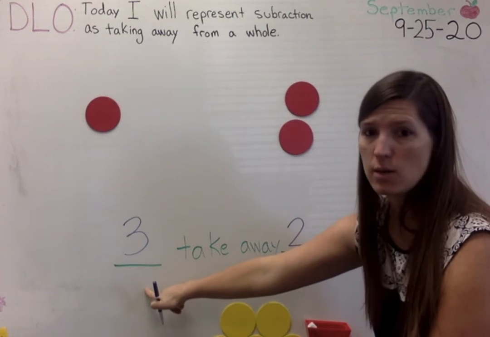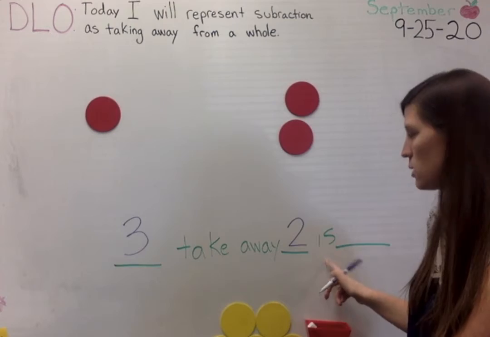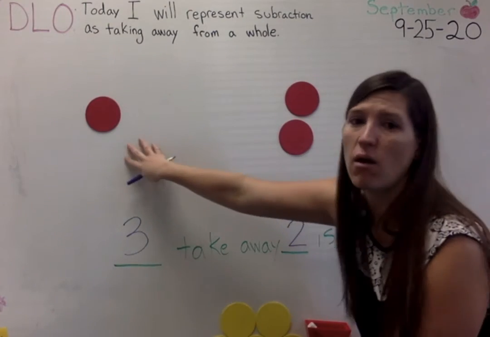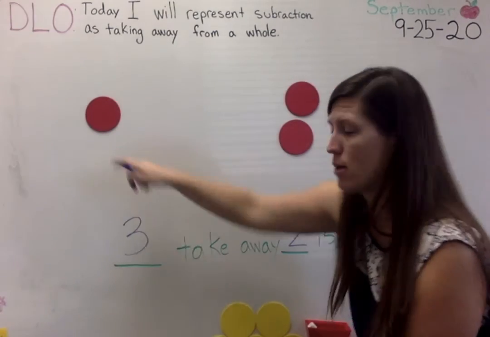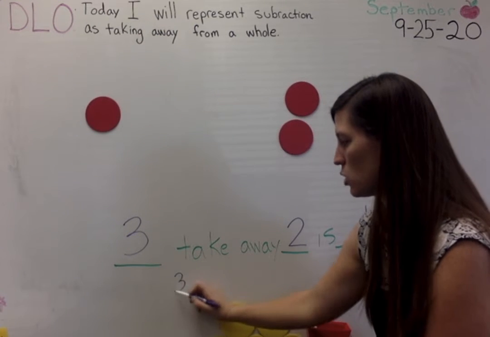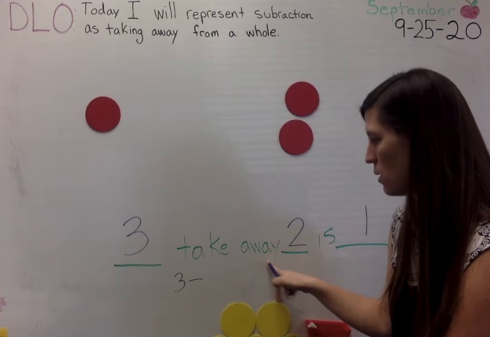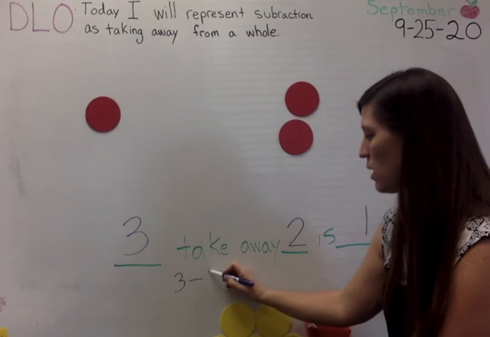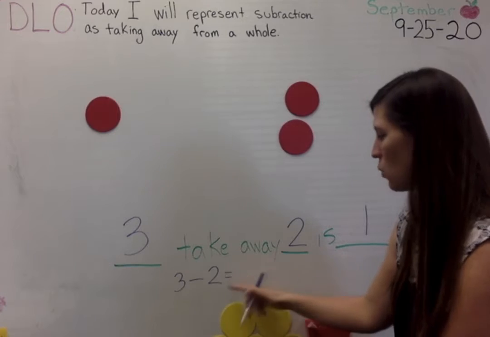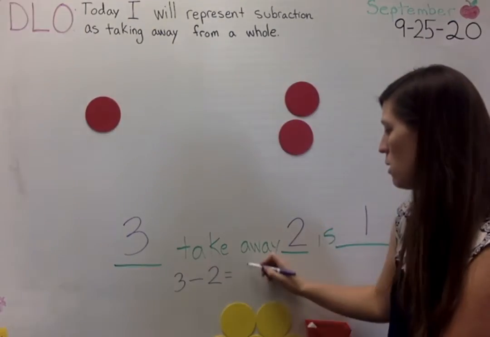I had 3. Take away 2. That's what I did. What's my difference? How many are left? 1. If I were to write an equation, it'd be 3. I started with 3. Minus, because minus means take away, 2. I took 2 away, candy cane foot, equals my difference. How many are left? 1.